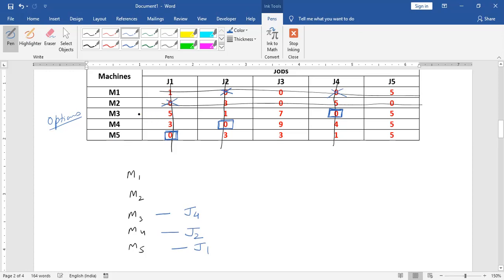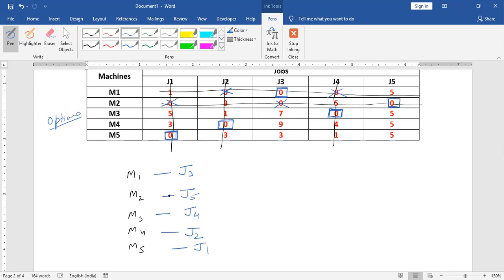Right. Now see M1. If you look at M1, there is one zero. Two zeros are already cut. There is one zero remaining. Allot that zero. That means M1 will get J3 and the corresponding zeros are cut. Now M2 has only one zero remaining. That is J5. That means M2 will get J5. So this is the allotment: M1 will get J3, M2 will get J5, M3 will get J4, M4 will get J2, and M5 will get J1.